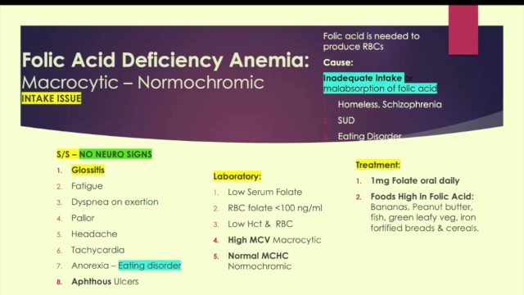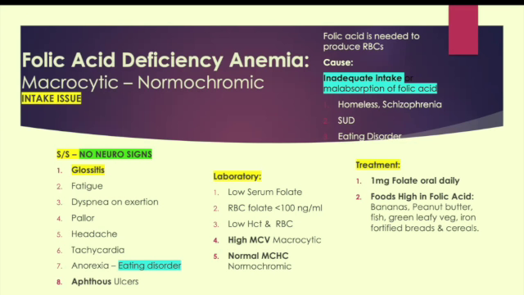Lab-wise, these patients will have a low serum folate. The RBC folate will be actually less than 100. They're going to also have a low H&H because obviously if you don't have enough folic acid to make red blood cells, you're not going to have enough red blood cells, which makes you anemic. And then they will have a high MCV, which is called macrocytic anemia, and their MCHC will be normochromic.